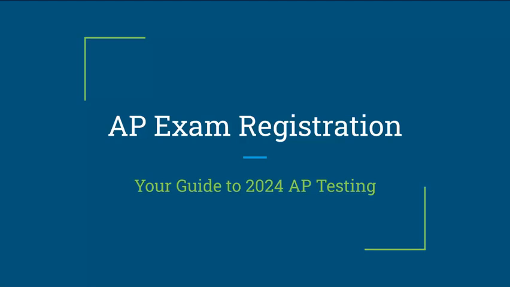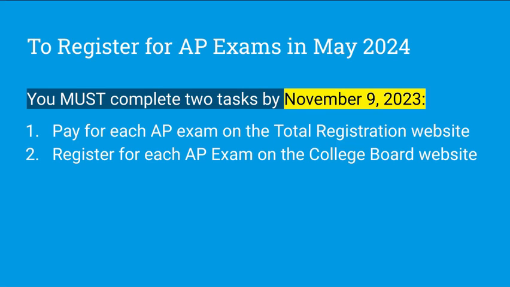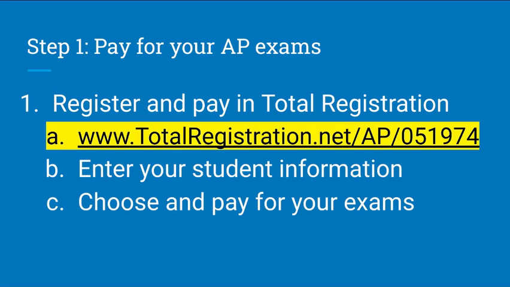I'm here to talk about AP exam registration for the 2024 AP exams in May. To register for your AP exams, you have to do two things by November 9th, 2023. One, pay for your exams in Total Registration, and two, register for your exams in AP Classroom and opt in to take the test. Again, the deadline for both of these steps is Wednesday, November 9th, 2023.